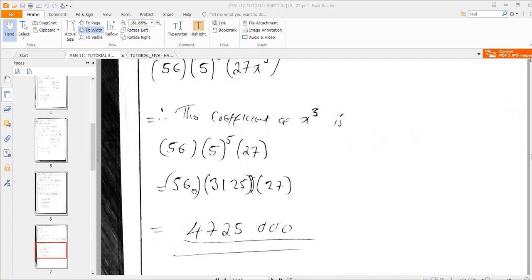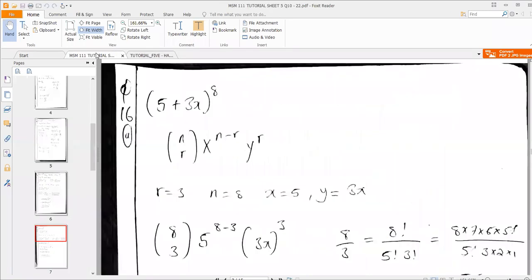We've been told to find the coefficient. This is question 16. Find the coefficient of x to the power 3 in the expansion of this, isn't it? So when you're finding the coefficient of x to the power 3, you use this general formula, and then you just substitute. What is r? It's 3, isn't it? Because we're ending up with x to the power 3, right? The coefficient of x to the power 3.